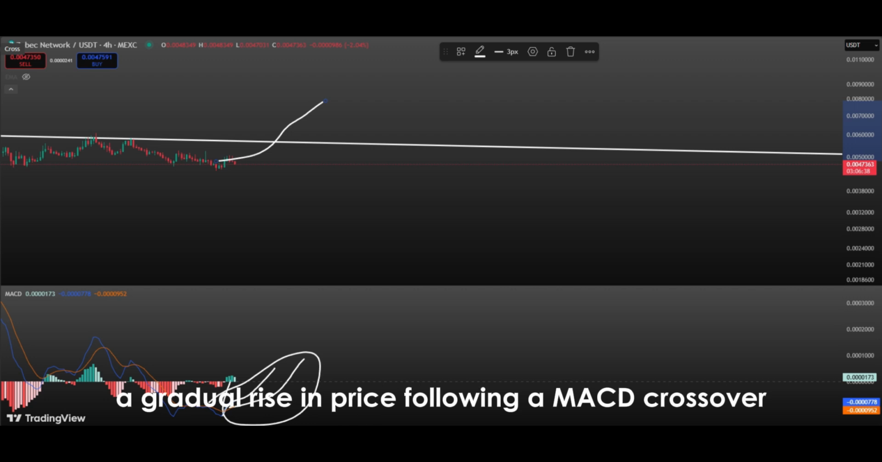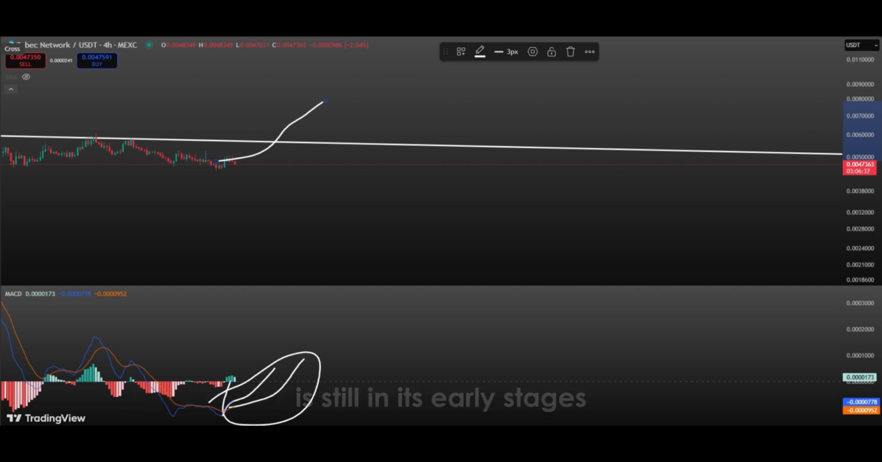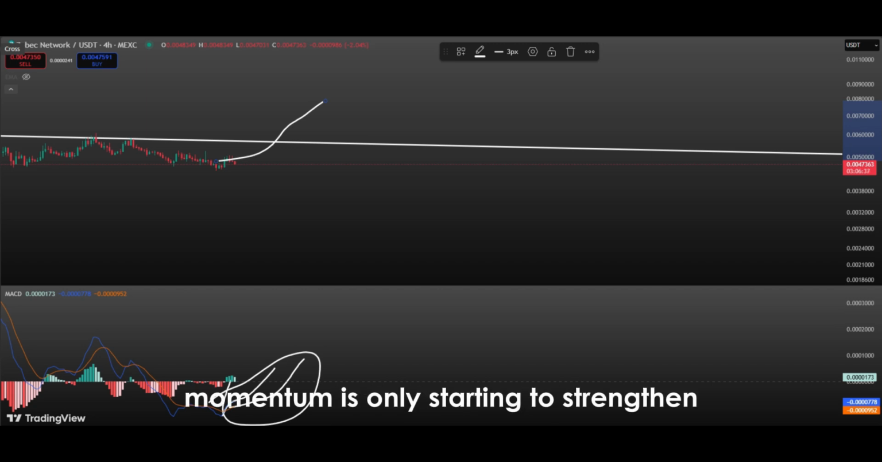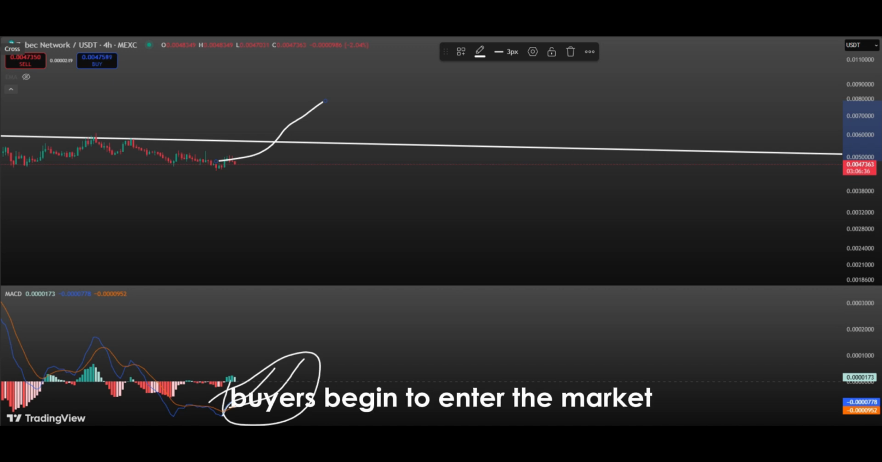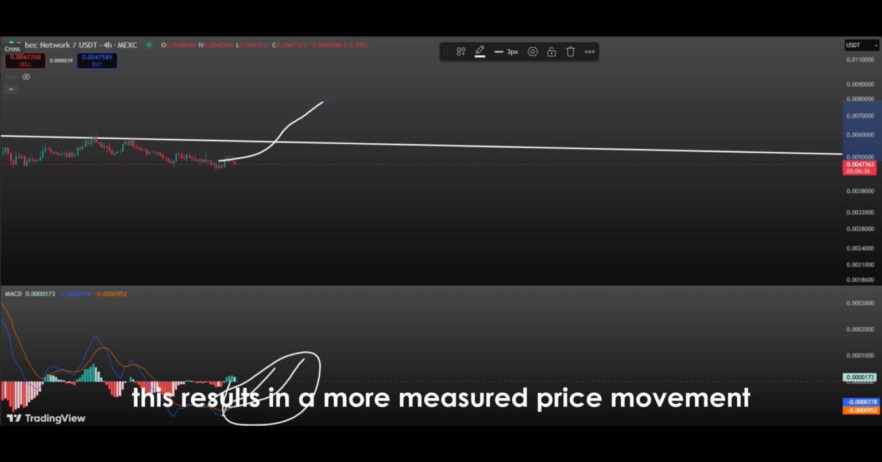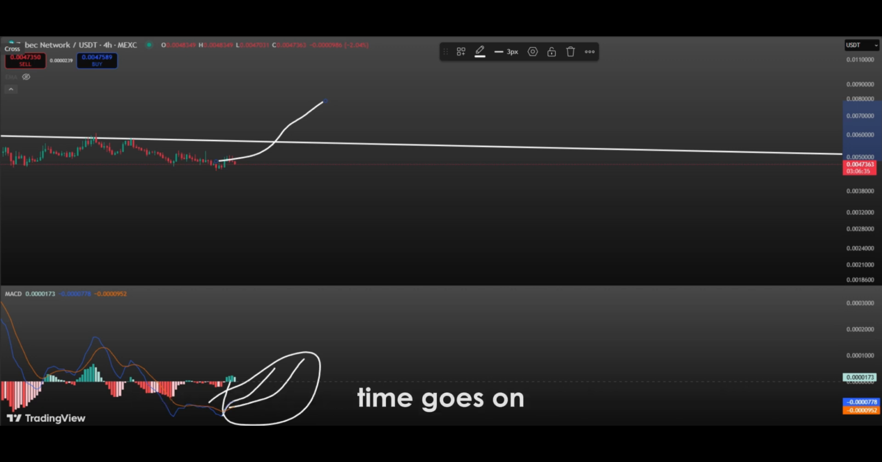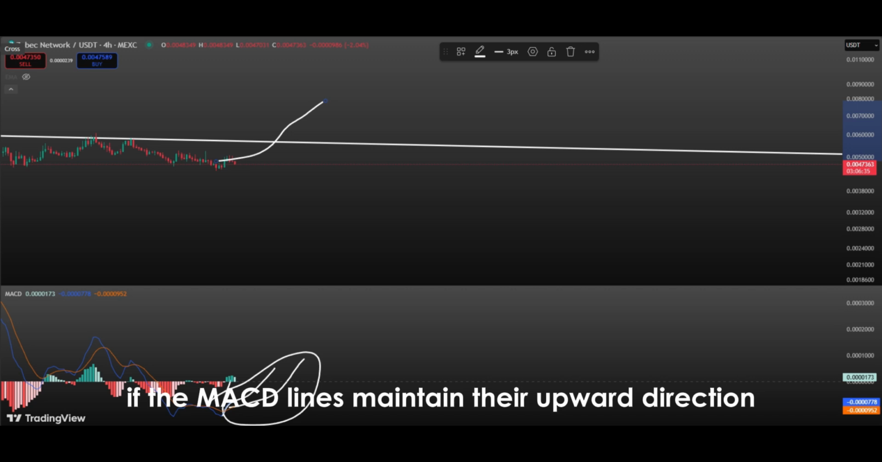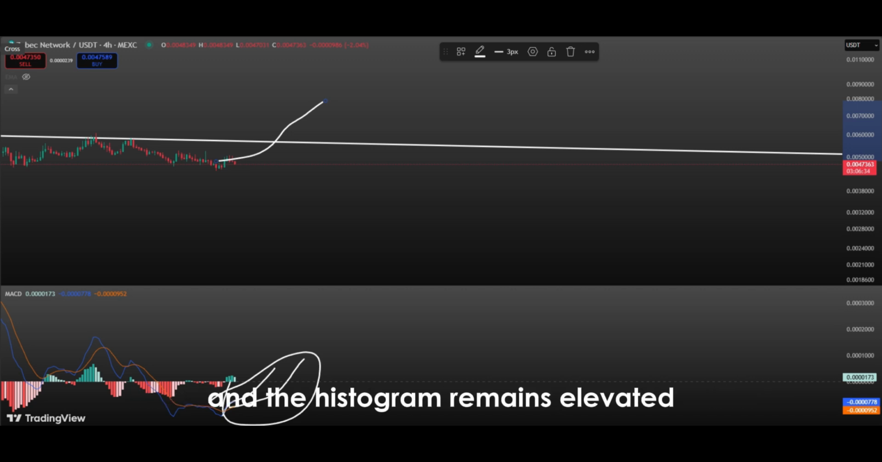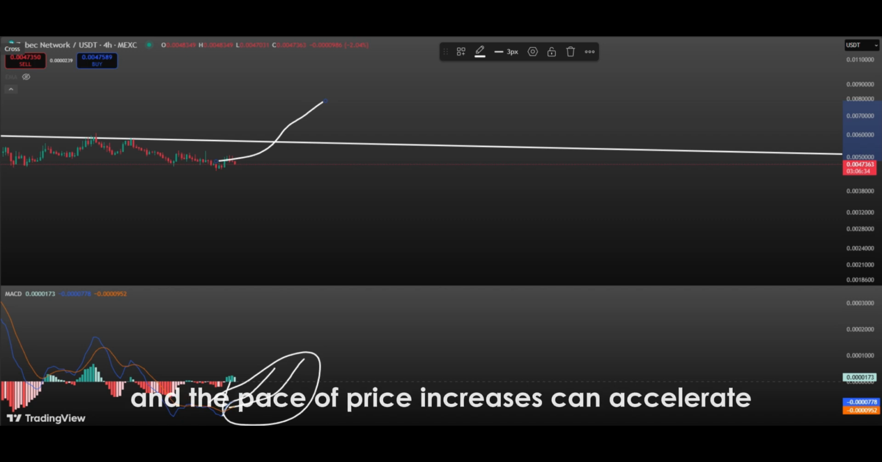This builds investor confidence and helps the trend last longer. A gradual rise in price following a MACD crossover is often a sign that the uptrend is still in its early stages. In the beginning, momentum is only starting to strengthen, buyers begin to enter the market, but the majority of participants have not yet fully joined in. This results in a more measured price movement. As time goes on, if the MACD lines maintain their upward direction and the histogram remains elevated, the trend can gain more strength and the pace of price increases can accelerate.